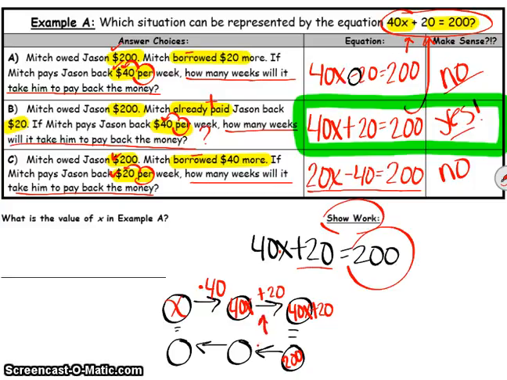The opposite of plus 20 is to subtract 20. So I take 200 and I subtract 20 from that. 0 minus 0 is 0. I have to borrow from my 2. That becomes a 10. 10 minus 2 is 8. Bring down my 1. I get 180. Then I have to do the opposite of times 40, which is to divide by 40. So I take 180 and I divide that by 40.